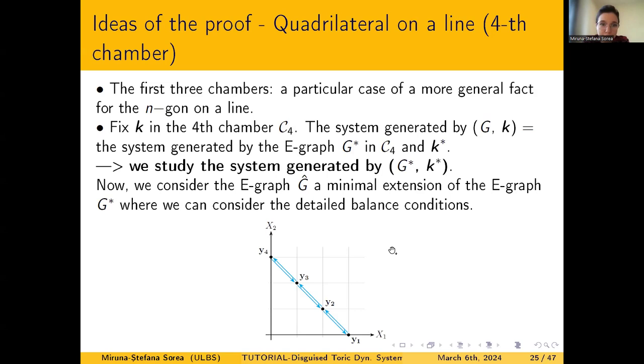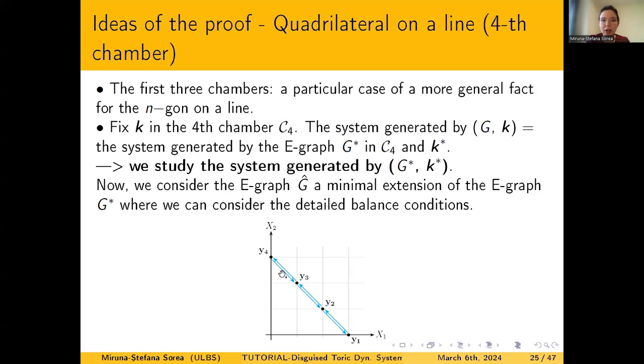In this case, what do we do? We extend a bit this one reaction per vertex graph with the minimal graph that could lead us to impose the detailed balance condition. Detailed balance requires the graph to be reversible, as I mentioned, so we need to have these reversible pairs of reactions. This is the graph G hat.